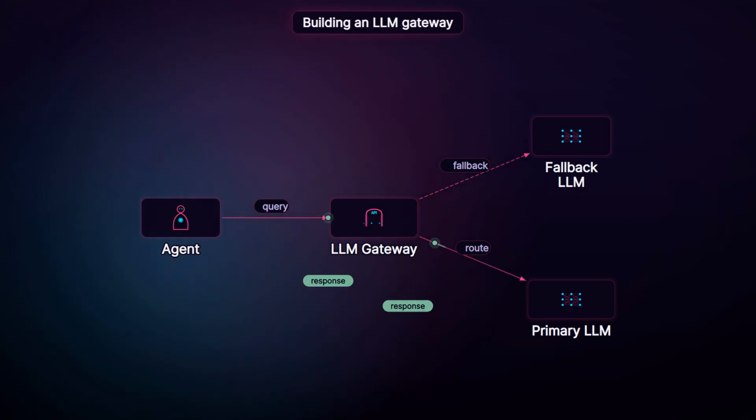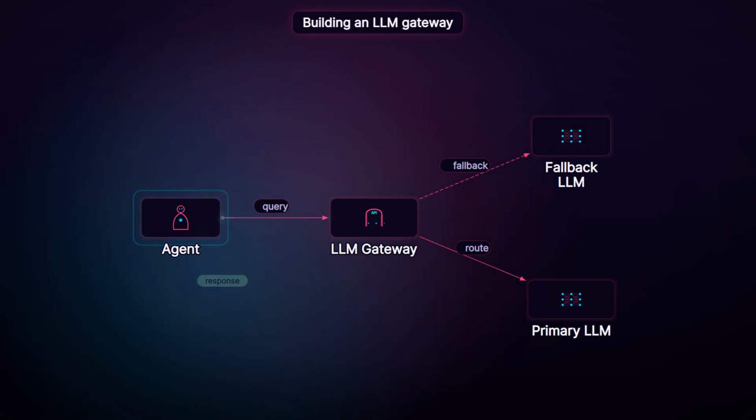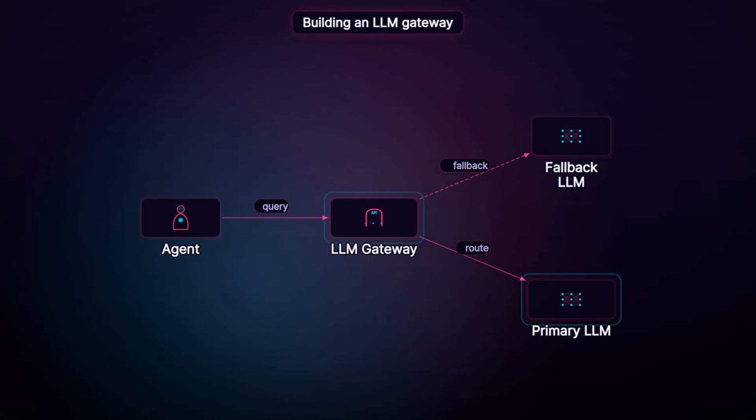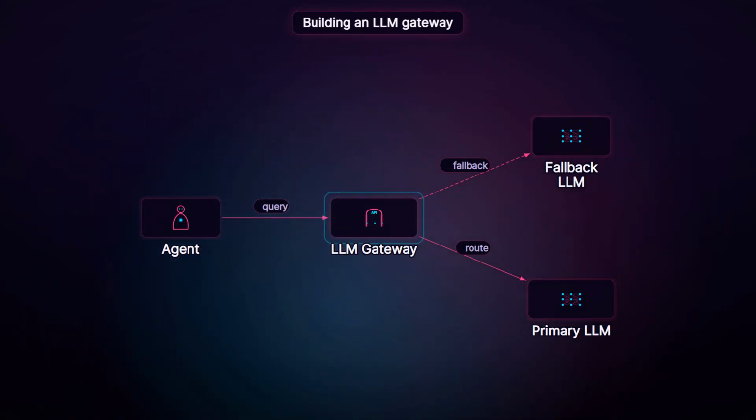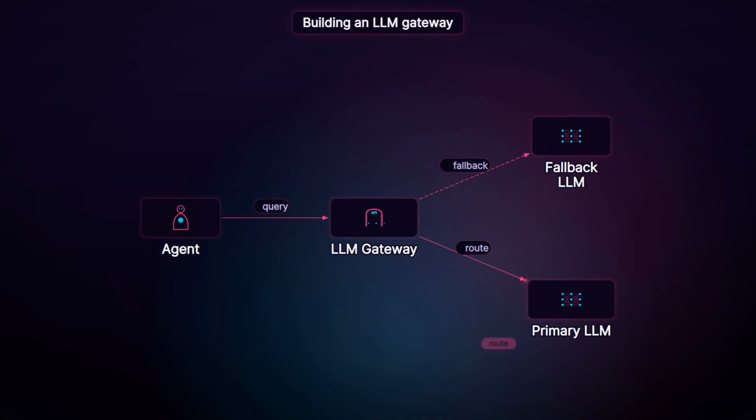Now we have a complete path from agent through gateway to either model. On a normal request, the gateway routes to the primary LLM and returns the response. The agent sends a query to the gateway. The gateway then routes the request to the primary LLM. The primary LLM receives the request and generates a response.